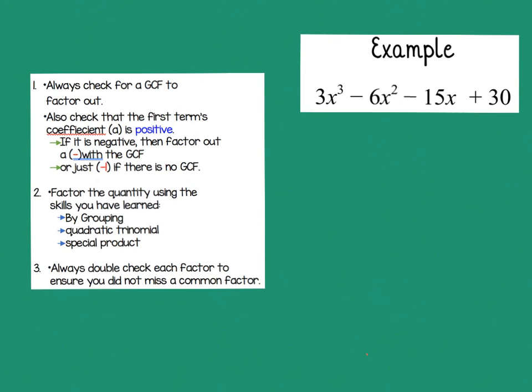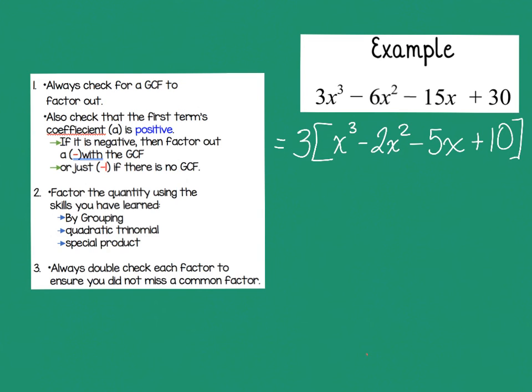All right, our final example is kind of throwing it back to factoring by grouping. However, we want to be in the practice of looking for a GCF and making sure that the first term is negative even with these. So what would we factor out in the first step? The answer is 3, because all 4 terms have a common factor of 3. So this would give us 3 times the quantity, x cubed minus 2x squared minus 5x plus 10.